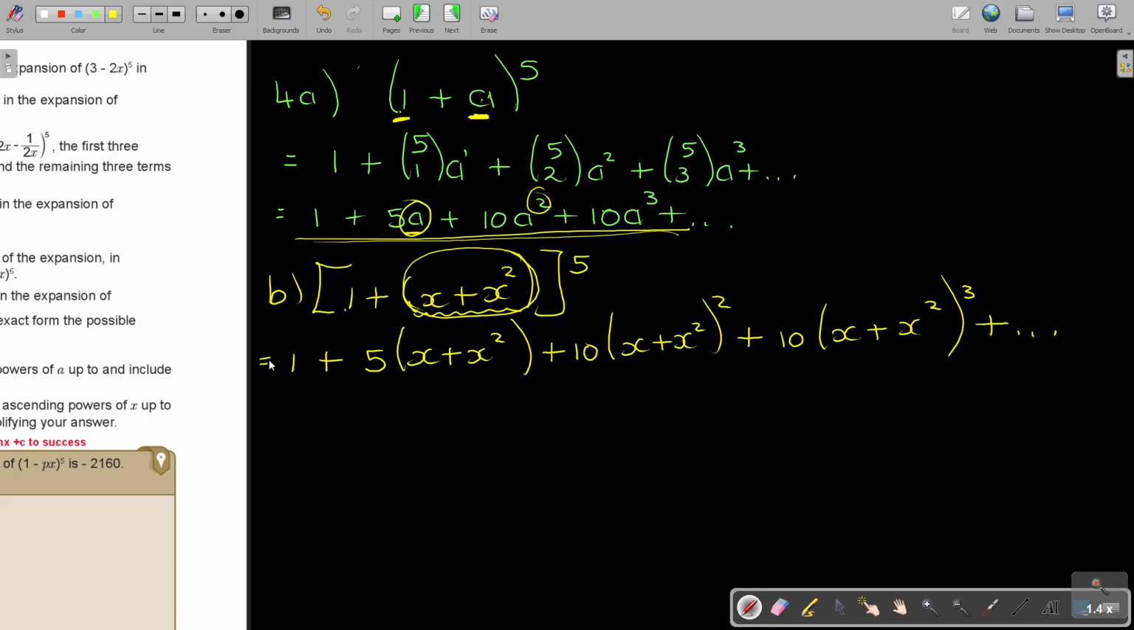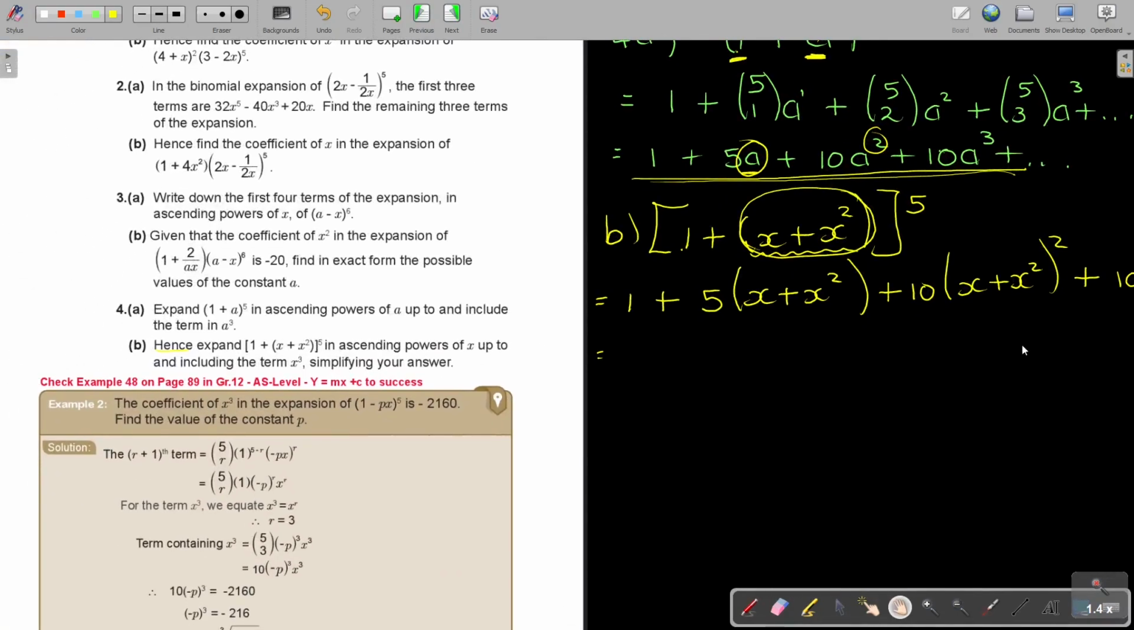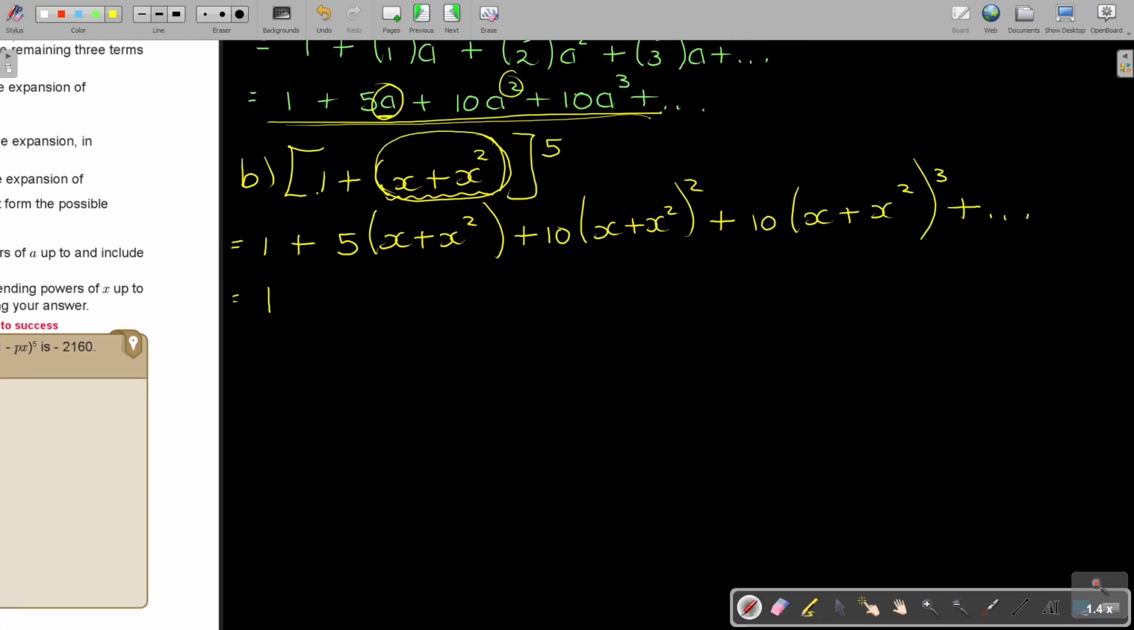Okay, and then I'm just going to now simplify as far as possible, but not everything. The whole time keep in mind what they say, including that expand, simplify, hence expand in ascending powers up to and including x3. So they just wanted up to the term x3. So just keep that in mind. So I'm going to say 1. I'm going to simplify this. Where I can, I simplify. That's x squared.